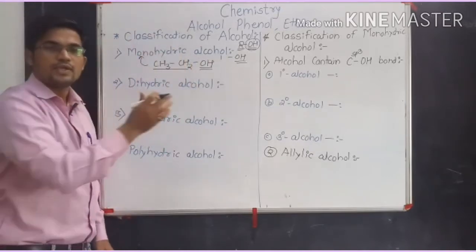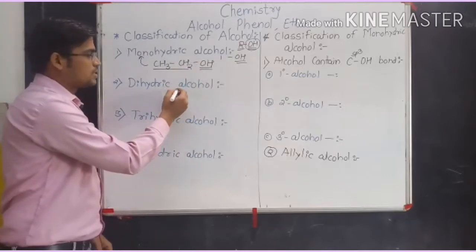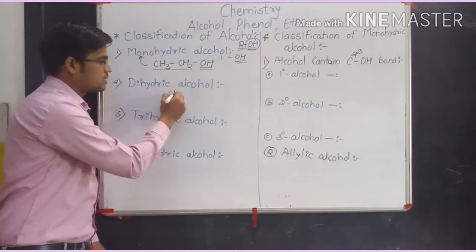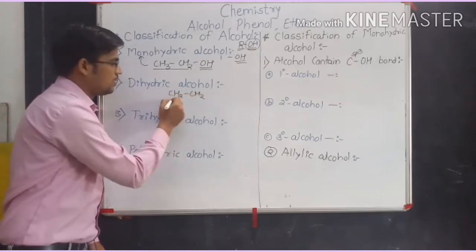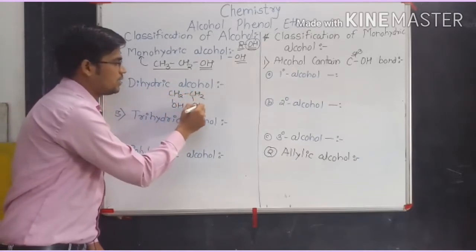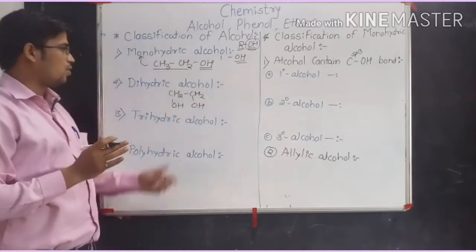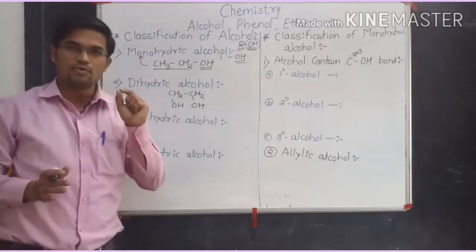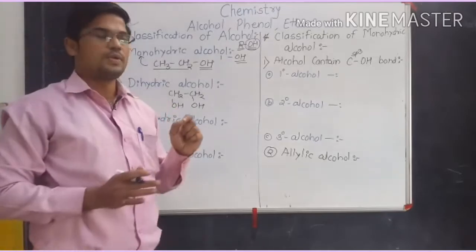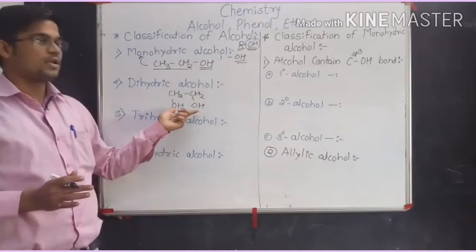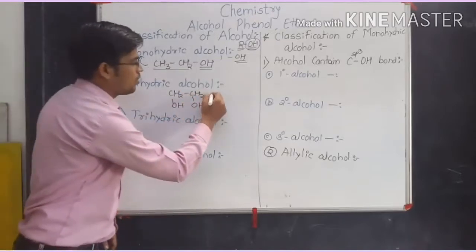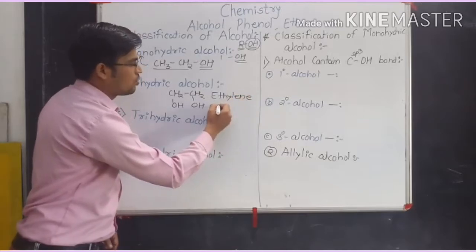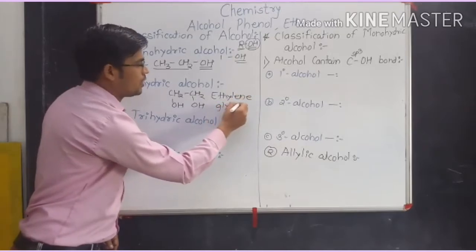The next one is dihydric alcohol, which means the compound contains two hydroxyl groups. For example, CH2CH2 is ethylene, and with the OH groups it is ethylene glycol, an example of a dihydric alcohol. Remember that the two OH groups are attached to adjacent, different carbon atoms. This ethylene glycol is used as an antifreeze or coolant in vehicles.